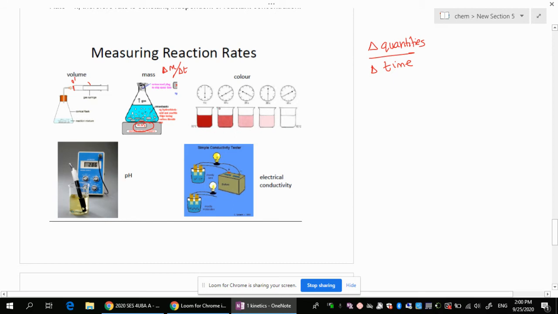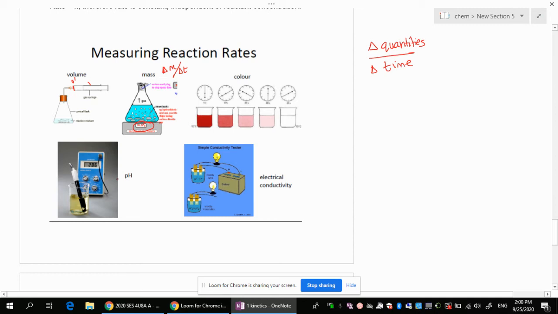So if I were to change the concentrations of my reactants and time how long each concentration takes to go clear, then I could technically use a visual indicator to determine the rate of the reaction.